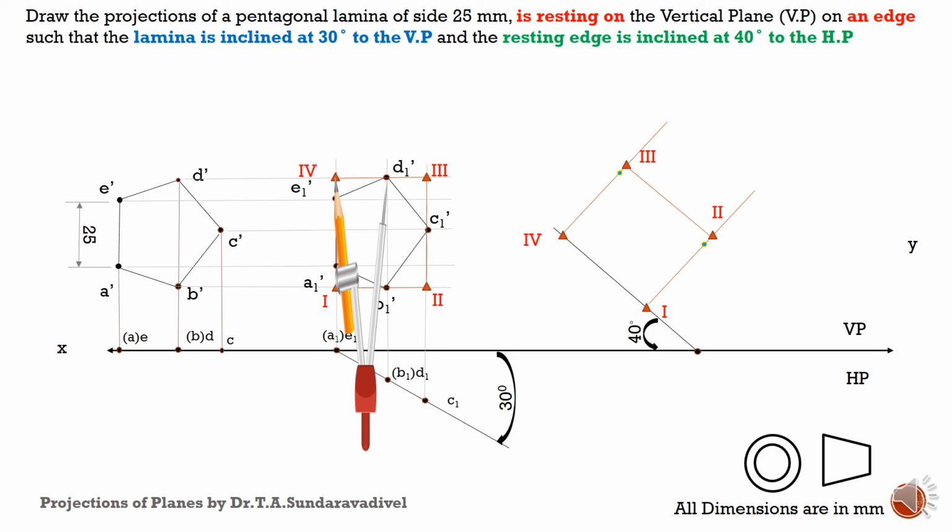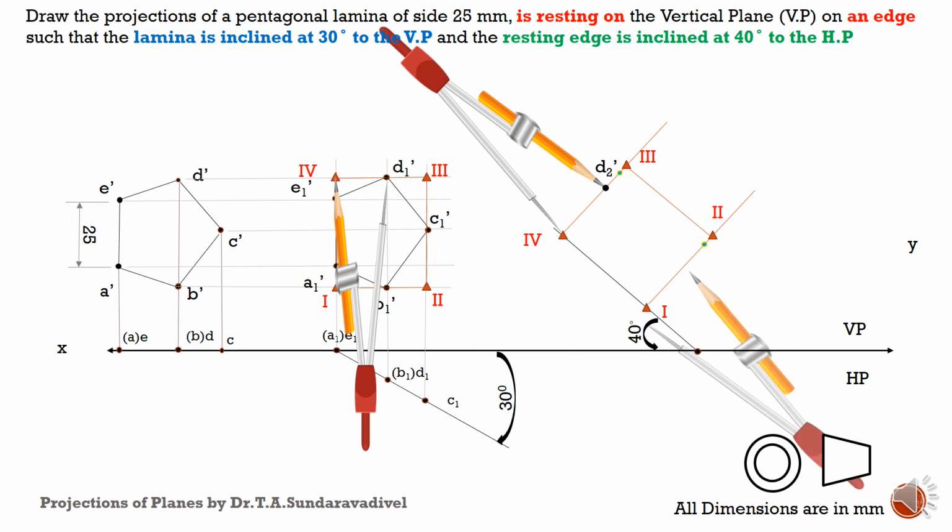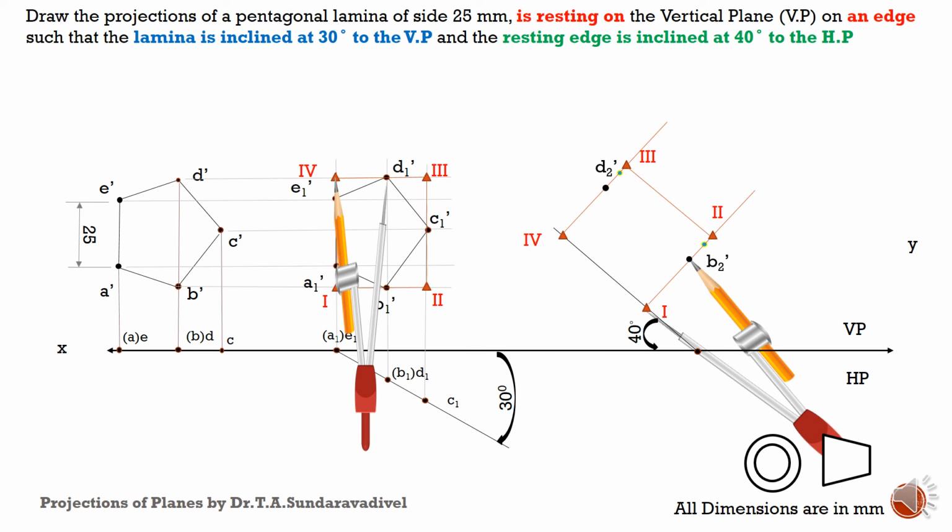Now I am going to transfer all the other measurements of the other points A, B, C, D, A1 dash, B1 dash, C1 dash, D1 dash, E1 dash to that box. So I take the 4D1 dash measurement and place it on the corresponding line. This is very important. So I will get the point D2 dash. Similarly, the same measurement will come for 1B1 dash. I take that measurement and place it on the corresponding line, so I will get the point B2 dash.